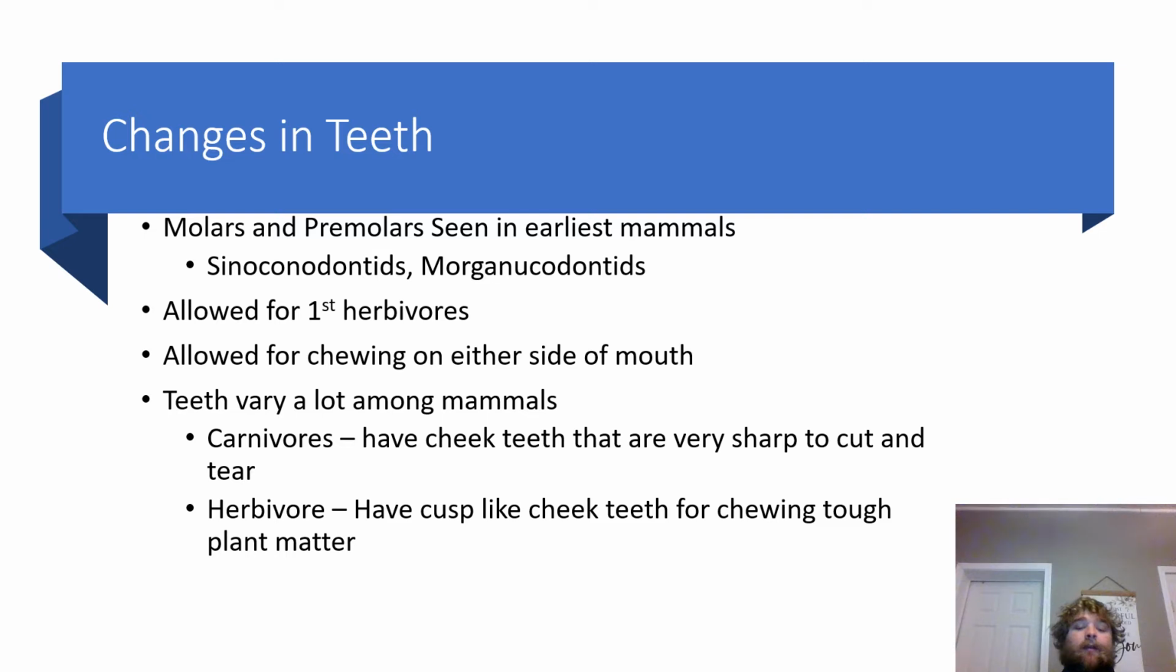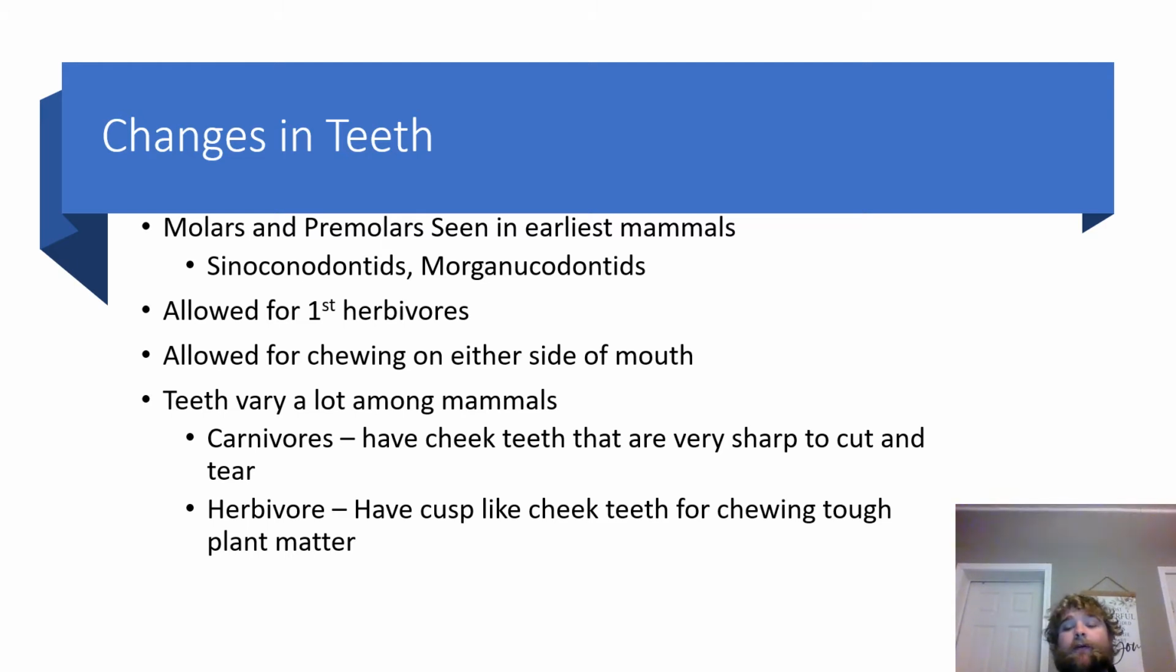So if you can think, as a human, if we get a toothache or some type of infection on one side of our mouth and it is irritable, we can chew on the other side of our mouth. That's just a kind of a way to think of that. And that came from early mammalian development.